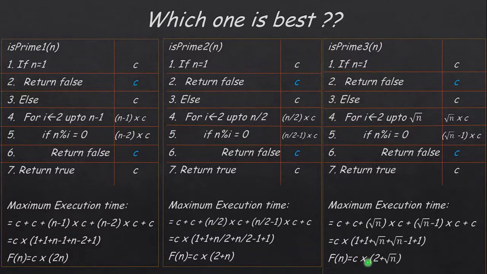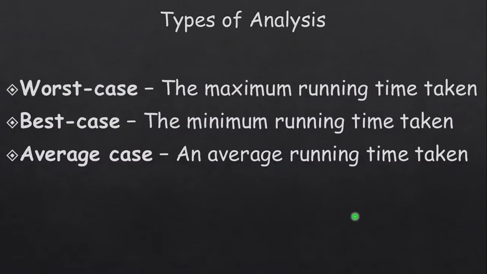Here it is c into 2 plus root n. Root of 101 is almost 10. So it is 2 plus 10, which is 12 into c milliseconds. So anyway, from these three procedures, the third procedure is the best one. I hope you understood why we analyze algorithms. Next is types of analysis. There are three types: worst case analysis, best case analysis, and average case analysis.